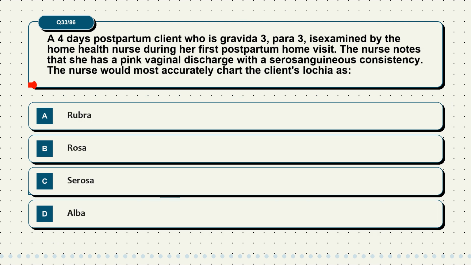Question 33. A 4 days postpartum client who is gravida 3, para 3, is examined by the home health nurse during her first postpartum home visit. The nurse notes that she has a pink vaginal discharge with a serosanguineous consistency. The nurse would most accurately chart the client's lochia as, here are the options. Option A, rubra. Option B, rosa. Option C, serosa. Option D, alba.